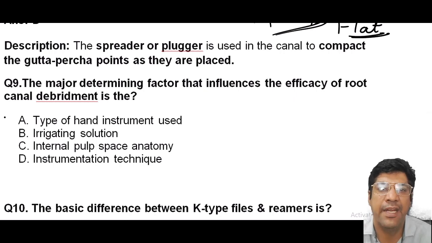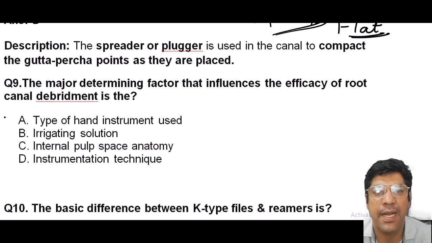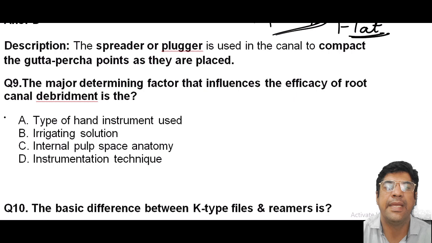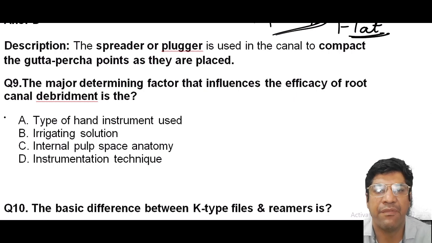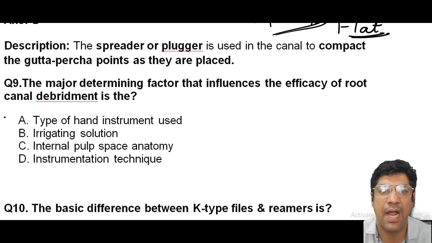While the choice of hand instrument does play a role in root canal debridement, it is not the major determining factor. Many cases may require different types of instruments, but it's the anatomy of the internal pulp space that ultimately tells us the efficacy of debridement. In complex and curved canals, you might use specialized hand instruments like K files, H files, but the effectiveness of cleaning and shaping will still depend upon the internal anatomy.